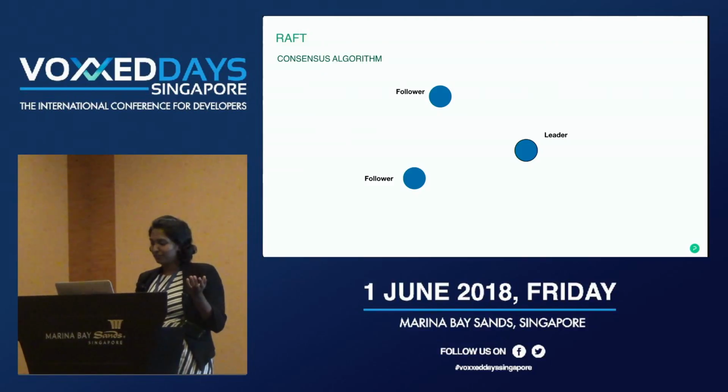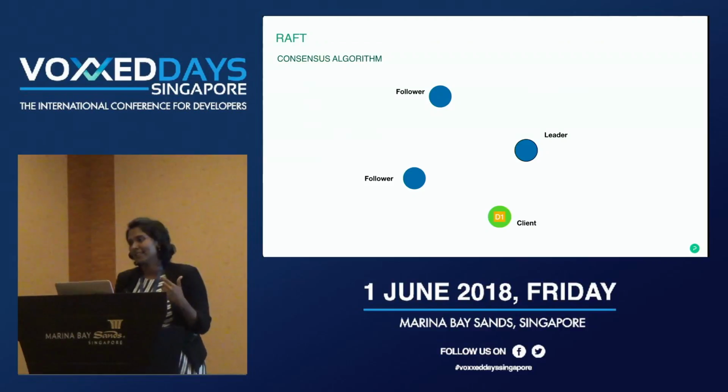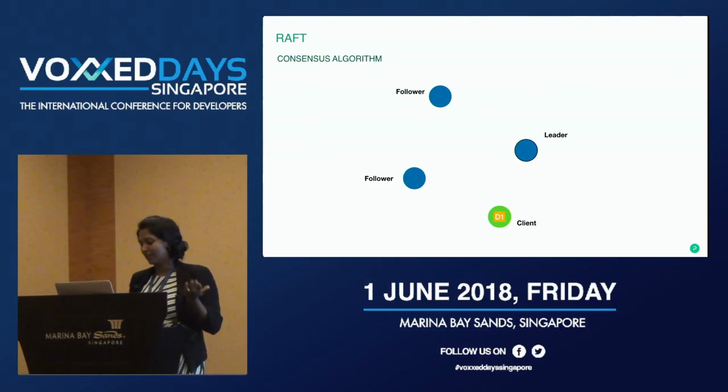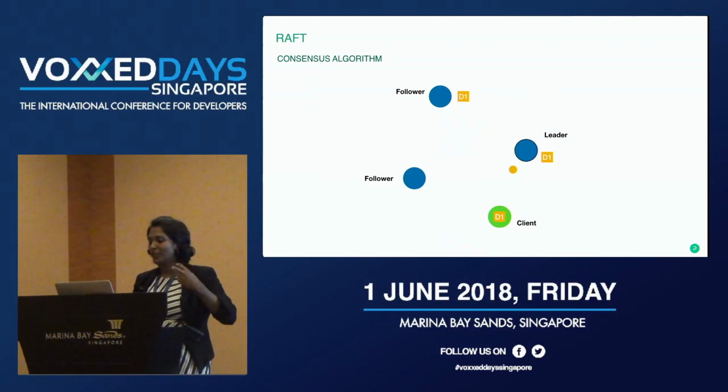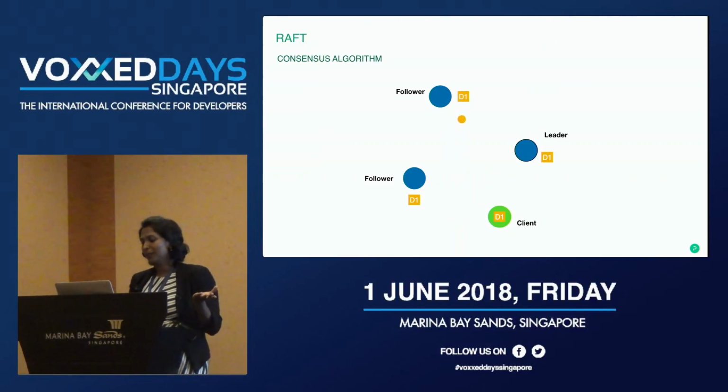When it becomes the leader, all the data transactions go through the leader into the cluster. So for instance, let's say a client wants to store a data D1 into the cluster. We will first send it to the leader, and then the leader will distribute the data to the followers. And the followers will acknowledge back about the receiving of the data.